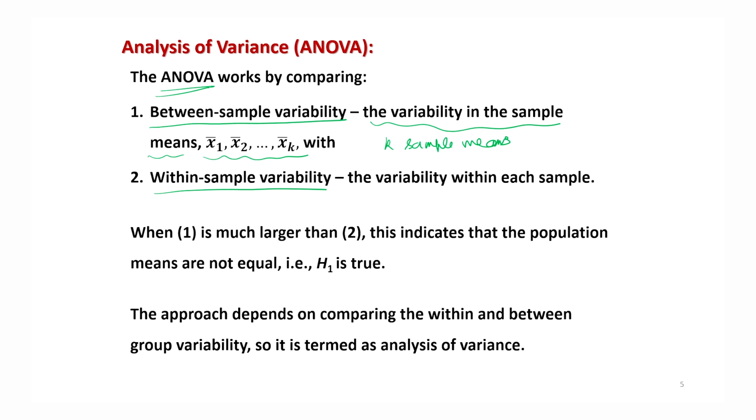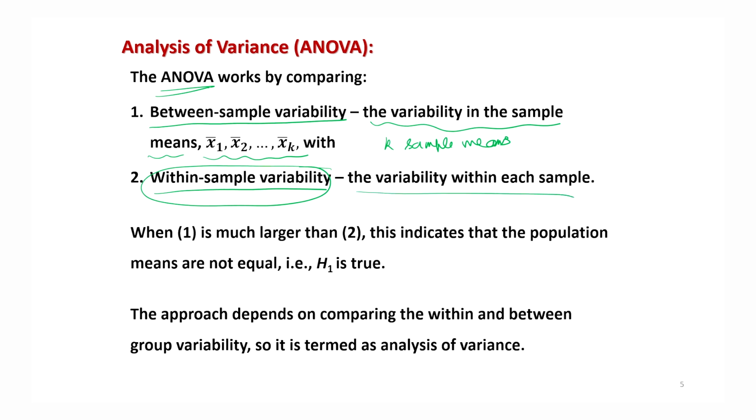And then we have within sample variability. That means in each of the k samples there are going to be n1, n2, up to nk units. So they will also contribute to the variability, and we can find out the variability within the sample. For example, in the first sample there are n1 units, so the n1 units will contribute to the within sample variability.